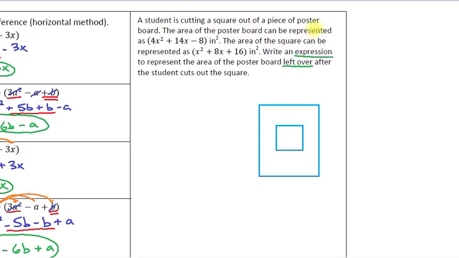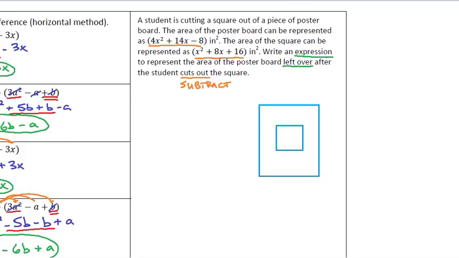It says the area of the poster board can be represented as this, and the area of the square can be represented as this. So I know how much area this whole thing is. That's this. And I know what the area of this cutout piece is. That's this. Now if you think about this, they want to know the area of the poster board left over. Now isn't that just logical? It's the whole poster board minus the piece you cut out. Whenever you see cutting out, that means subtract. You're going to cut it out. You're not going to add, you're not going to glue a piece on, you're going to remove a piece. Removing, mathematically, is just subtraction.